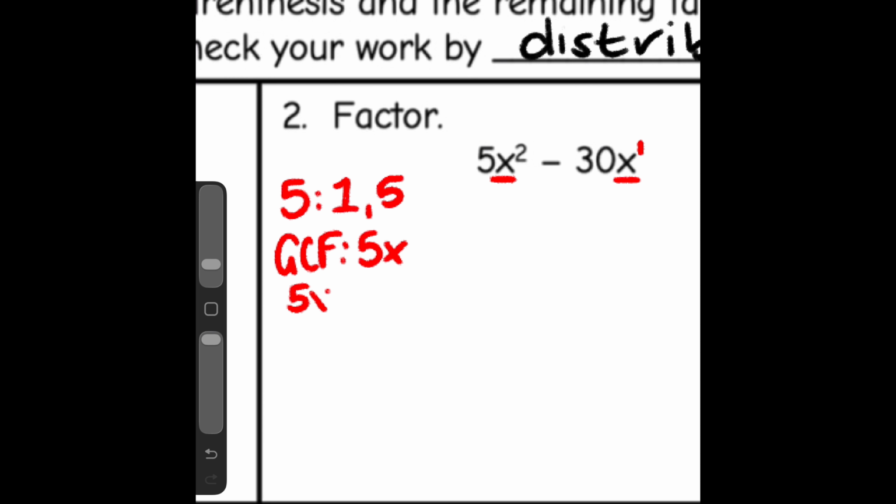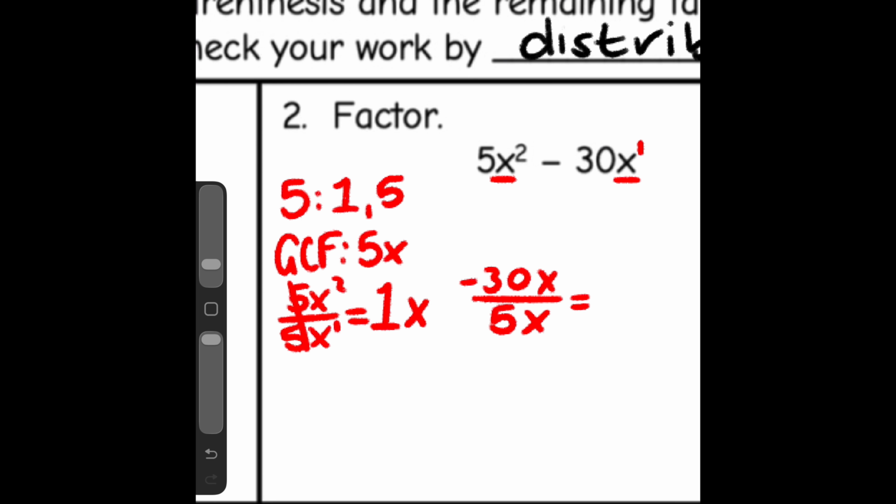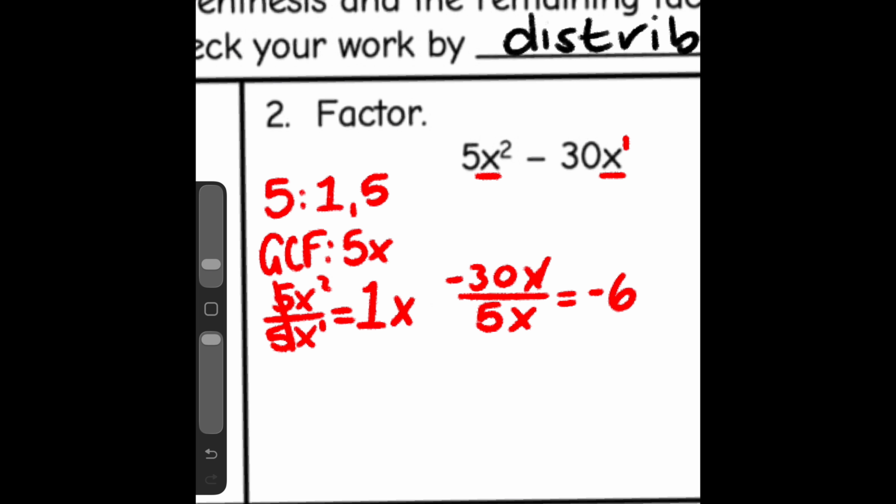Let's go ahead and divide both of these terms by 5x, right? So we have 5x squared divided by 5x. The 5's cancel out, and we're left with 1. And then do you guys remember what we do when we're dividing fractions? If you said subtract exponents, you would be correct. So we have 2 minus 1, so we just get x. Then we're going to do negative 30x divided by 5x. And that equals, okay, negative 30 divided by 5 is negative 6. X divided by x, those cancel out, and we get just negative 6.